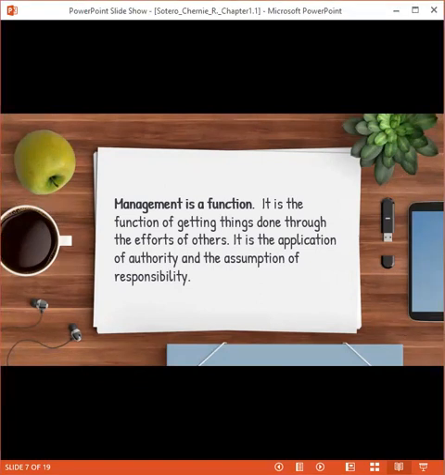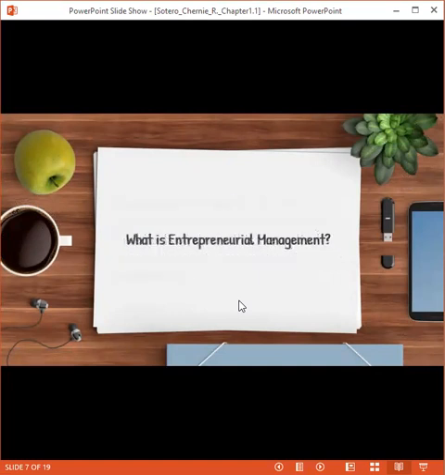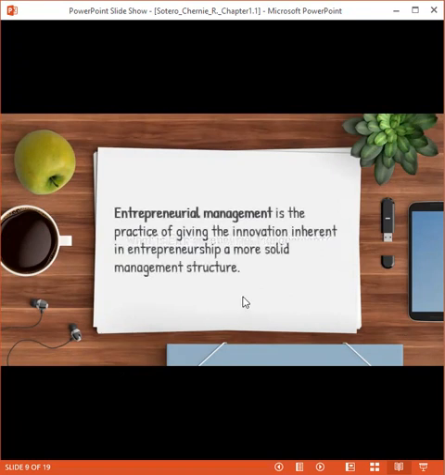So after we define entrepreneur and management, let's now define what is entrepreneurial management. So entrepreneurial management is the practice of giving the innovation inherent in entrepreneurship a more solid management structure.